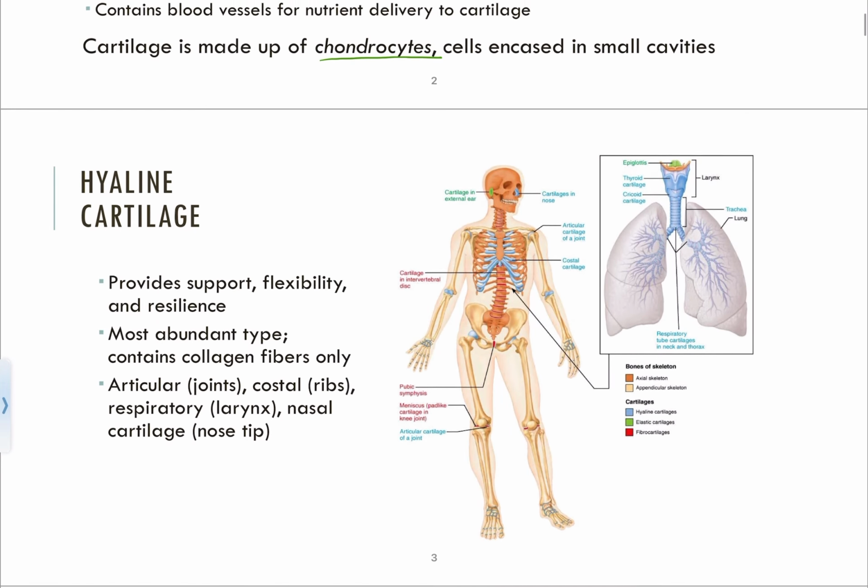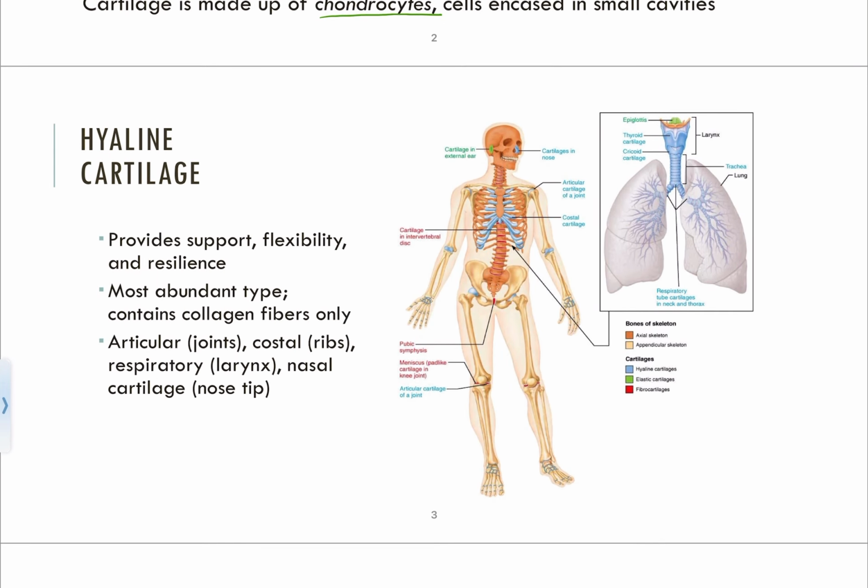So just as a review, we're going to run through our three types of cartilage again, but now you need to know where they're located in different parts of the body. So if we're looking at hyaline cartilage, this is represented everywhere that you see blue. This is the predominant cartilage that we can find in our body. What is hyaline cartilage function? It's going to provide support, be in areas where we need flexibility and some resilience as well. And again, it's the most abundant type of cartilage that we can find. And the only fiber that we can find in hyaline cartilage are collagen fibers.